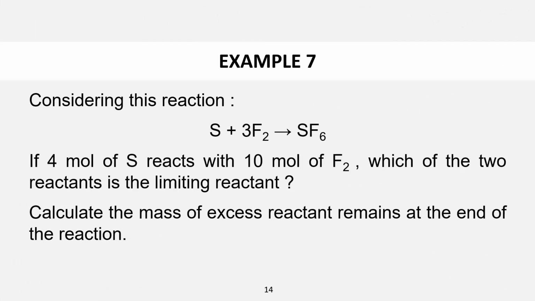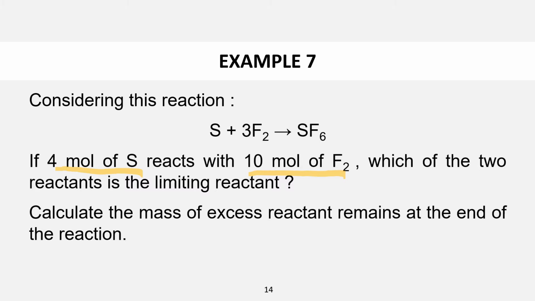Now, let's take a look at another example. Considering this reaction between sulfur and fluorine gas to form sulfur hexafluoride, if 4 moles of sulfur react with 10 moles of fluorine, which of the two reactants is the limiting reactant? And then calculate the mass of the excess reactant remaining at the end of the reaction. So we have two questions here to answer.